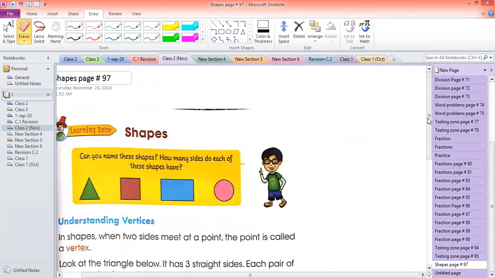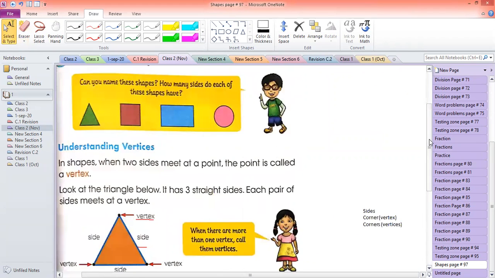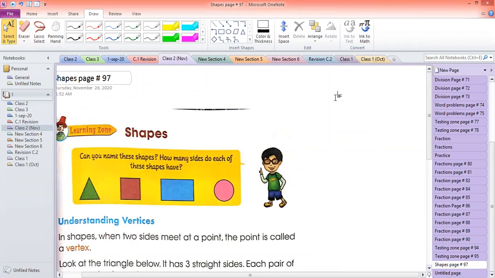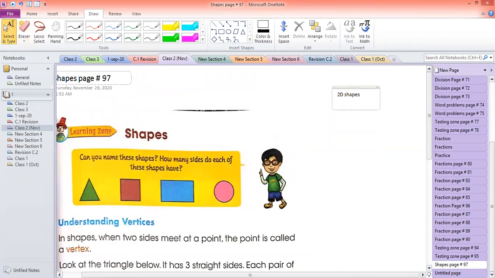So let me draw the first shape, that will be a square. We are going to study 2D shapes today, guys. There are different 2D shapes. 2D shapes means, guys, which have two dimensions. Two dimensions means which we can see by their height, length, or width. So in 2D shapes I'm going to draw first a square.